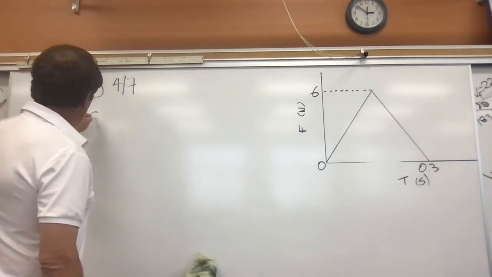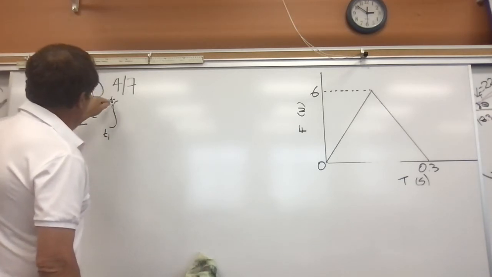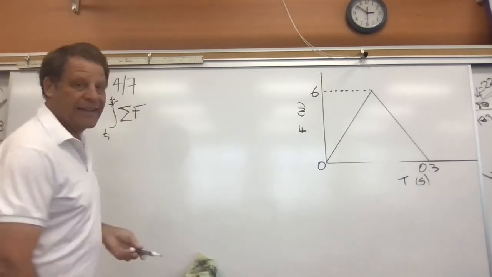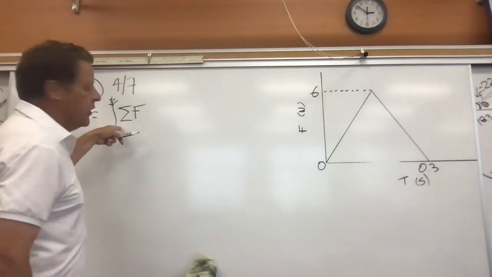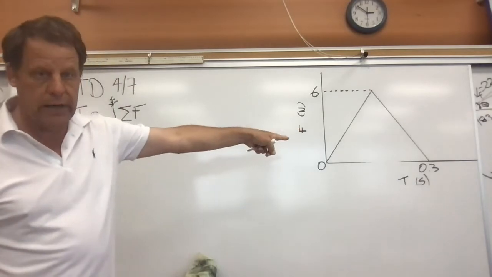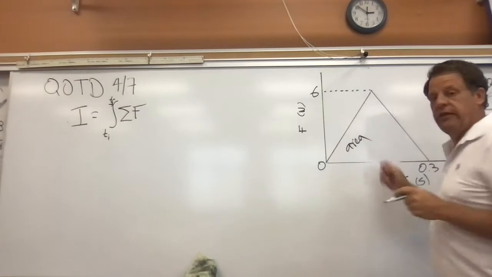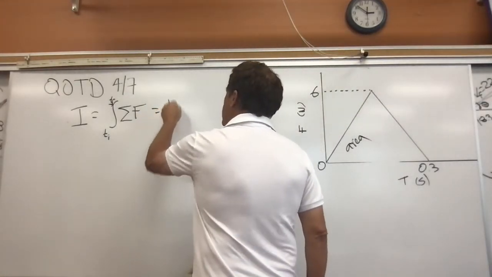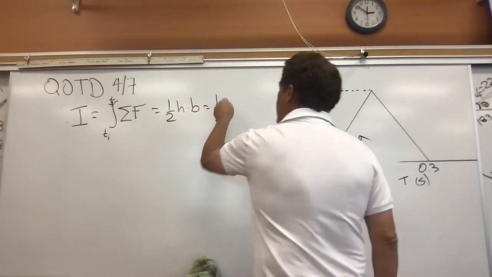So impulse is equal to the integral from t initial to t final of all of the forces acting on the object in question. All right. And as you know, the integral gives us the area. Okay. Now, because we have a regular geometric figure, all we need to do is get the area under the curve. Okay. So this is just going to be 1/2 height times base, which is going to be 1/2 of 6 times 0.3.